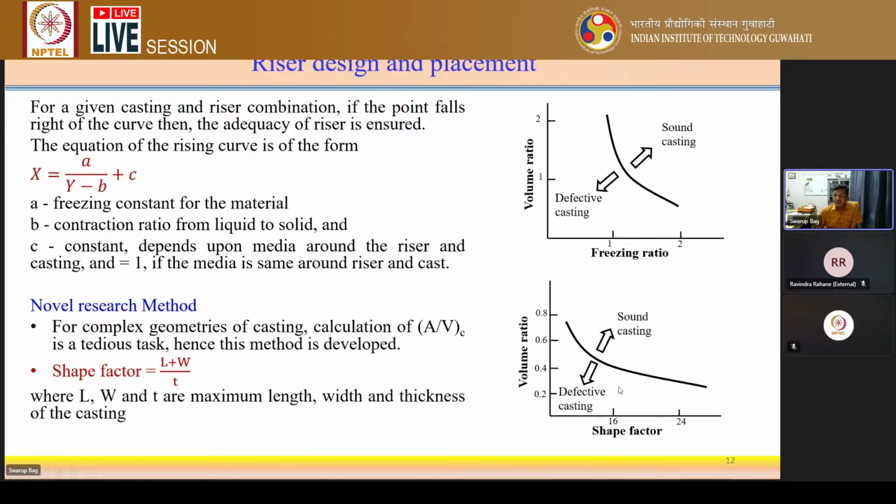So in the zone of the sound casting, we pick up any point, and accordingly we can use the volume ratio and the shape factor. This is the easiest way, a trivial process. We can find out how to produce the sound casting and what the geometric dimension of the riser can be.